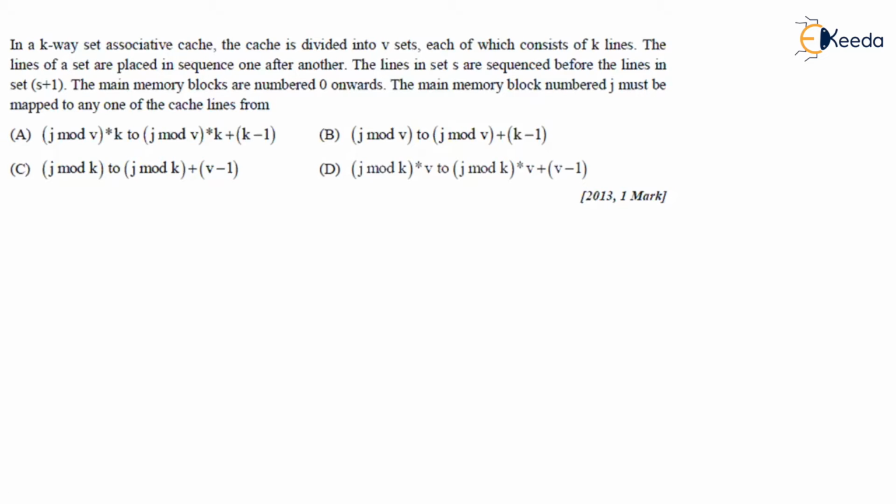I'm going to demonstrate this clearly. The main memory blocks are numbered from 0 onwards. The main memory block numbered J must be mapped to any one of the cache lines from option A, option B, option C, option D. Now, before getting to the examination of the options, let us take an example replica which exactly reflects the question here. Let me show you an example.